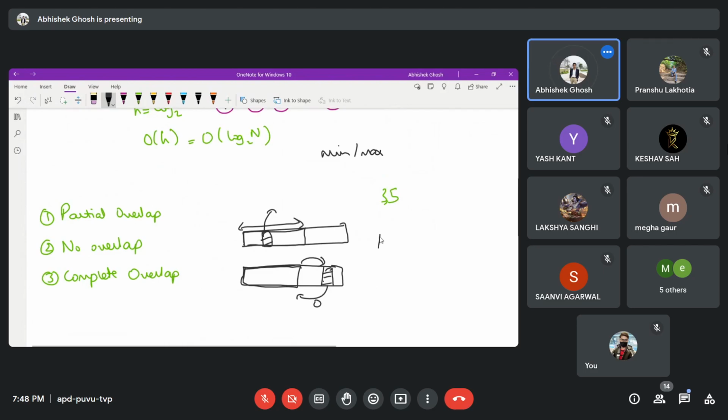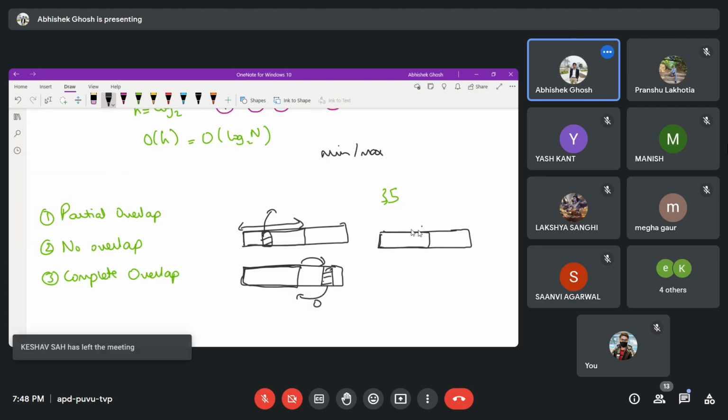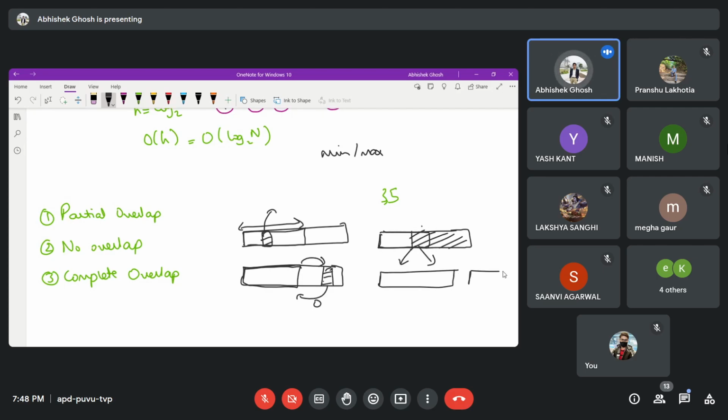Then, if the case is something like this, I want the answer for this part of the array, and my current index is storing the answer for this part of the array. Then it is a partial overlap. So I need to check for left and right both. So I make two calls, one for the left child and one for the right child.